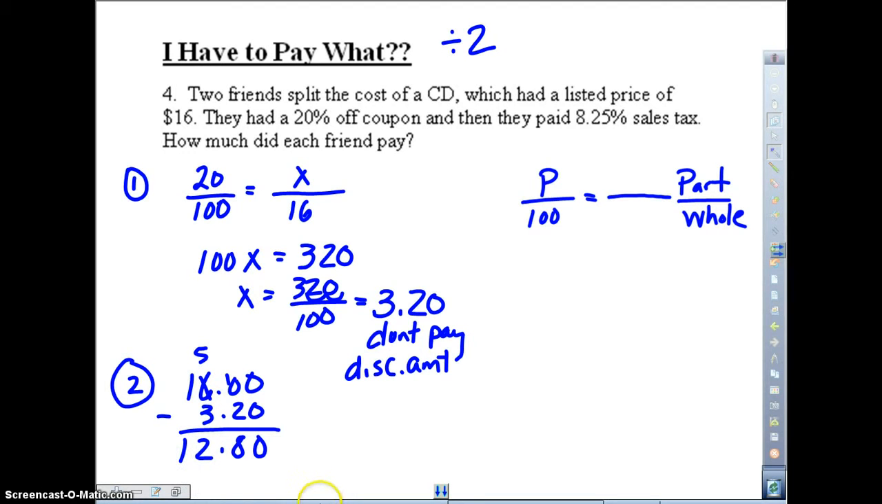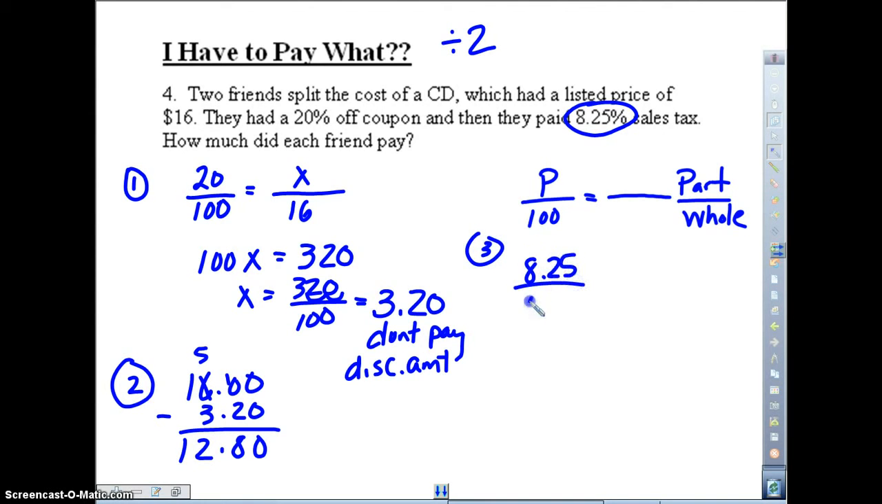I do have to pay $12.80. Okay? Once the discount has been removed from the price, that's when you figure up your sales tax. Okay? Well, they gave us a percent. That's going to go over 100. So here's step 3.